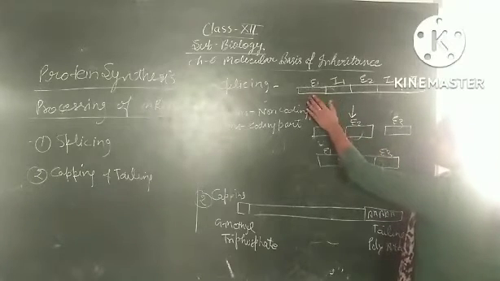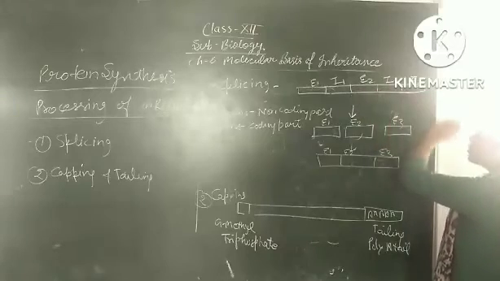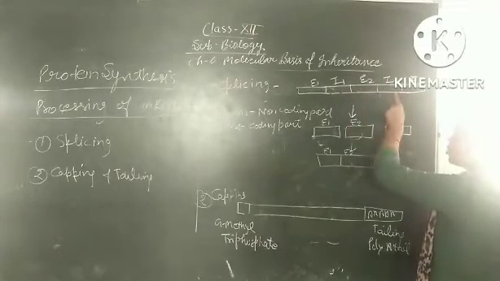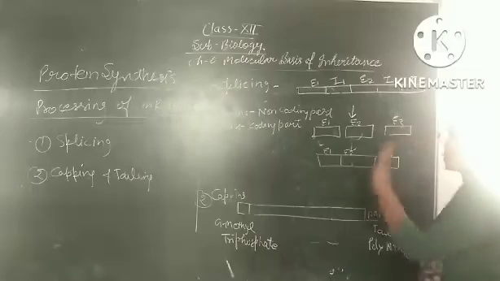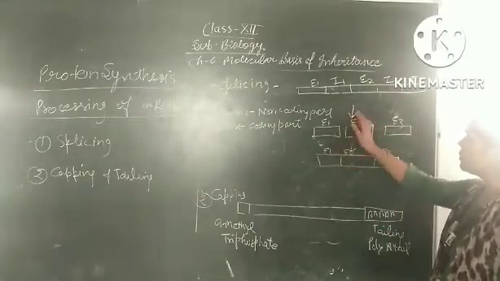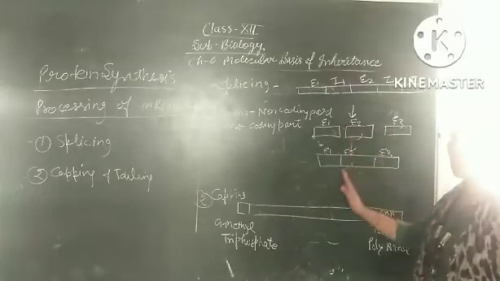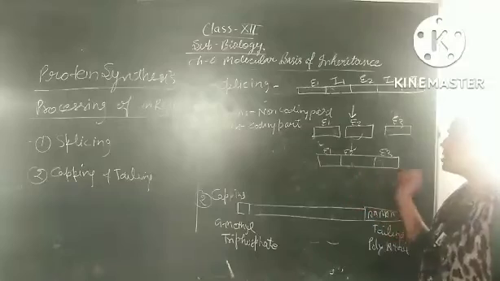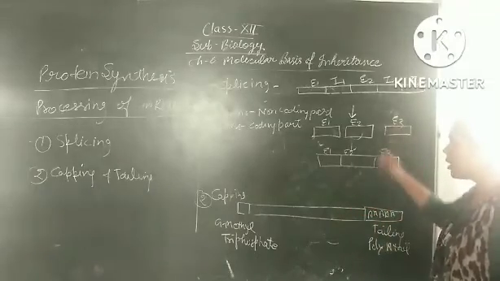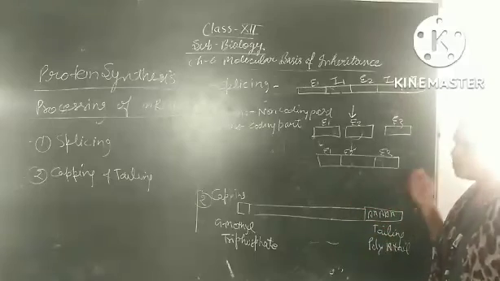Exon 1, intron 1, exon 2, intron 2, exon 3. So intron 1 and intron 2 are the non-coding parts which are not useful for us. So we need to remove these parts. After removing, we have only exon 1, exon 2, exon 3, and with the help of ligase enzyme, we join these fragments. So now this messenger RNA has only the coding part, only the useful part.